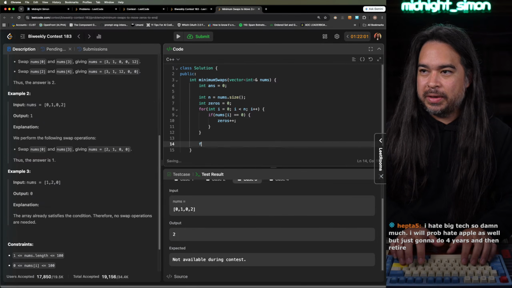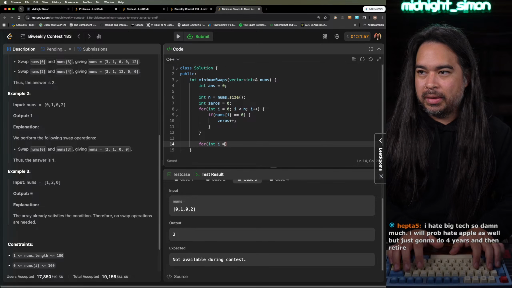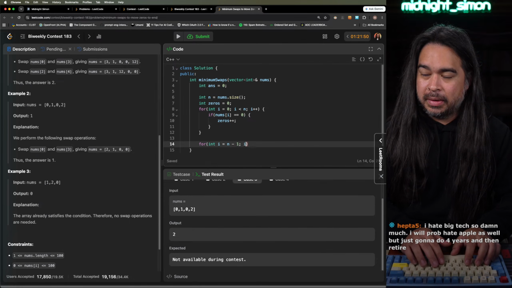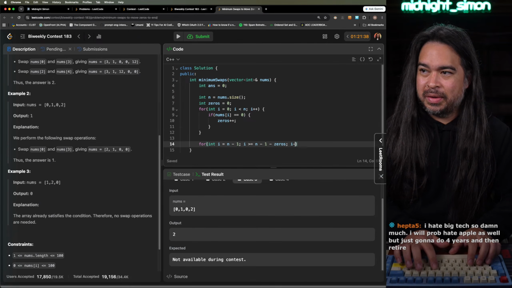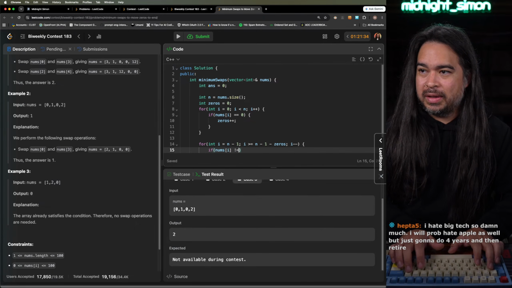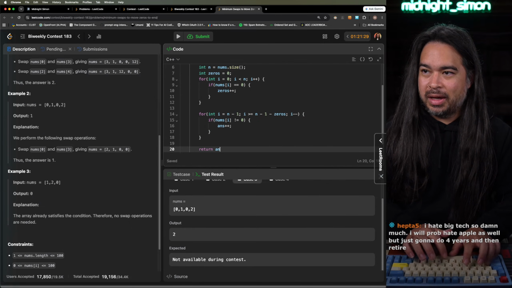So I count my zeros and then I'm just going to iterate from the last one. How do I do this? N minus 1 minus zeros. If nums[i] is not equal to 0, increment my answer. I think this should work.